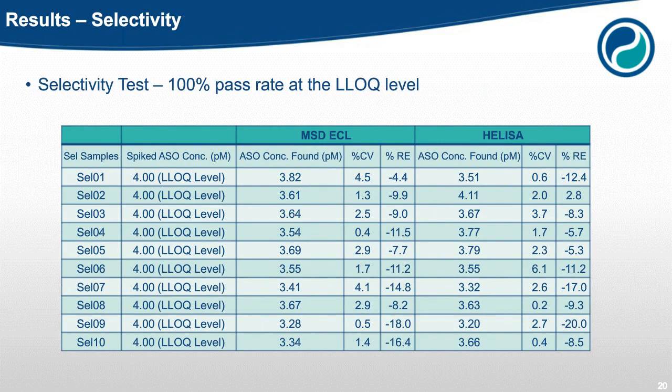To test the selectivity of these methods in the presence of different matrix components, we analyzed 10 individual plasma samples at the LOQ level. All the samples met the 20% CV and RE criteria.